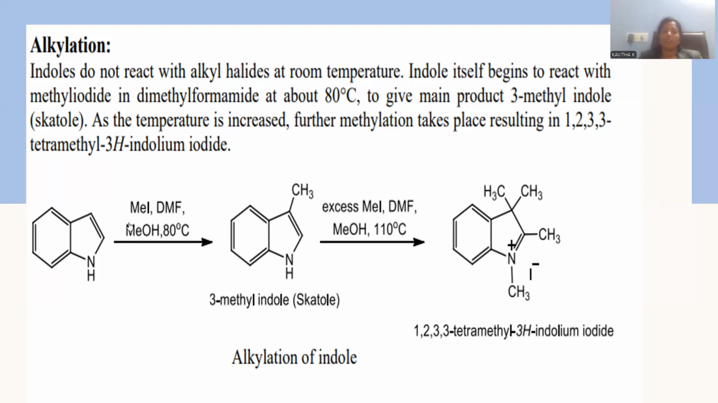If a measured amount is added, only C-alkylation occurs, and this is the product you can achieve, that is 3-methylindole, which is called skatole. Skatole, up to this only you can end up. Otherwise, you can continue the process by adding an excessive amount of methyl iodide under the same conditions with the temperature raised, giving rise to polyalkylation.